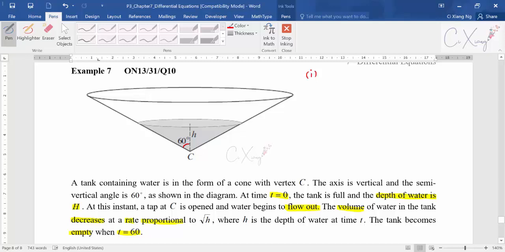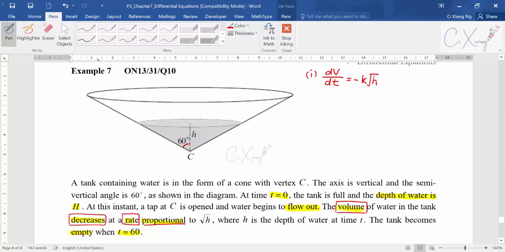Okay, so first of all, I can see that anything related to the rate is this one: the volume of water in the tank decreases at the rate. So volume and rate means dV over dt. We use V as the standard volume symbol, right? So dV over dt. And what do you get? You see the word proportional and also decreases, right? Proportional means this, and decrease means we have to put a negative in front. If increase means positive, then decrease here becomes negative. And then proportional to what? Proportional to square root h. So far, this is what we can get.